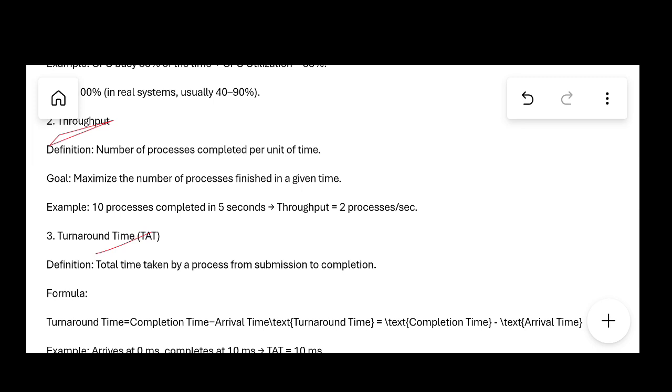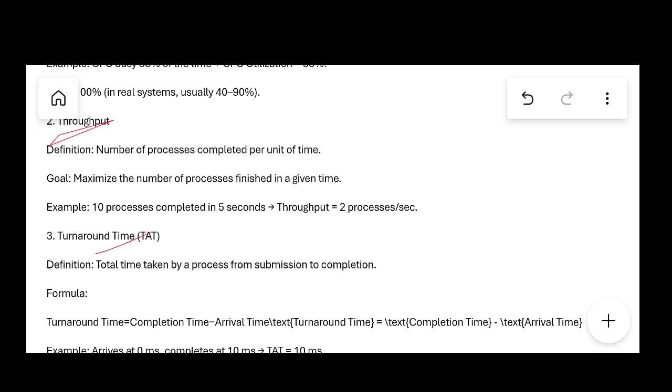So throughput and CPU utilization are related but not identical. You can have high CPU utilization but low throughput if the CPU is busy doing a long task while short tasks pile up in the queue. So throughput's main goal is to maximize throughput without starving smaller processes. So this is throughput.